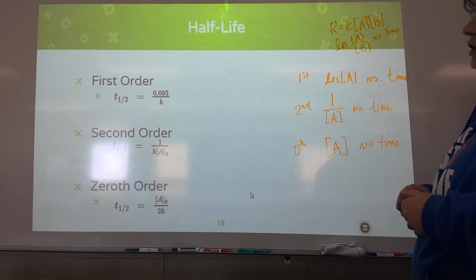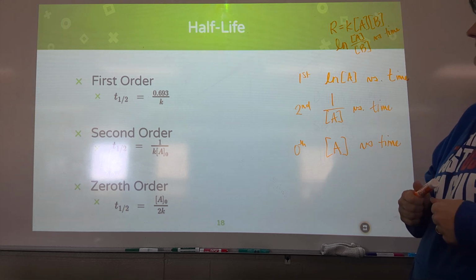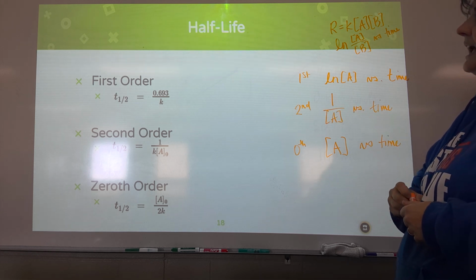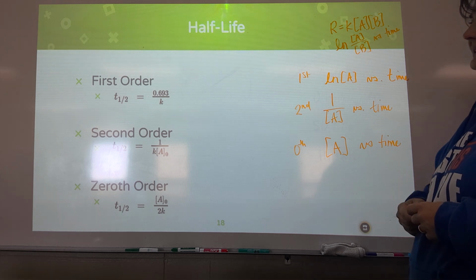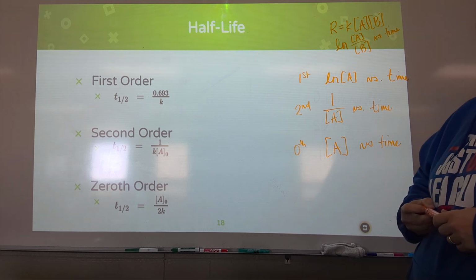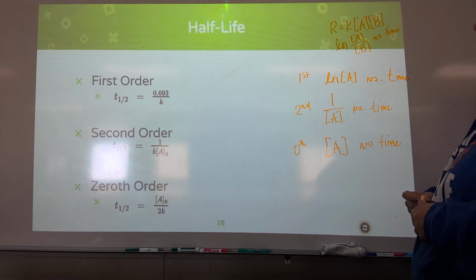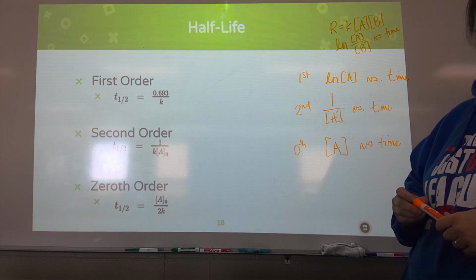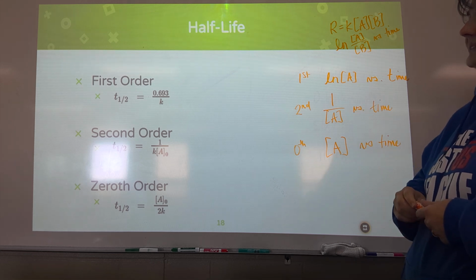Here's how we can determine the half-life. T with the little 1/2 subscript, that is the half-life. And for first order reactions, we're going to take 0.693 divided by k. That tells us that first order reactions are independent of reactant concentrations. It doesn't matter what they are, it's going to be that value regardless.